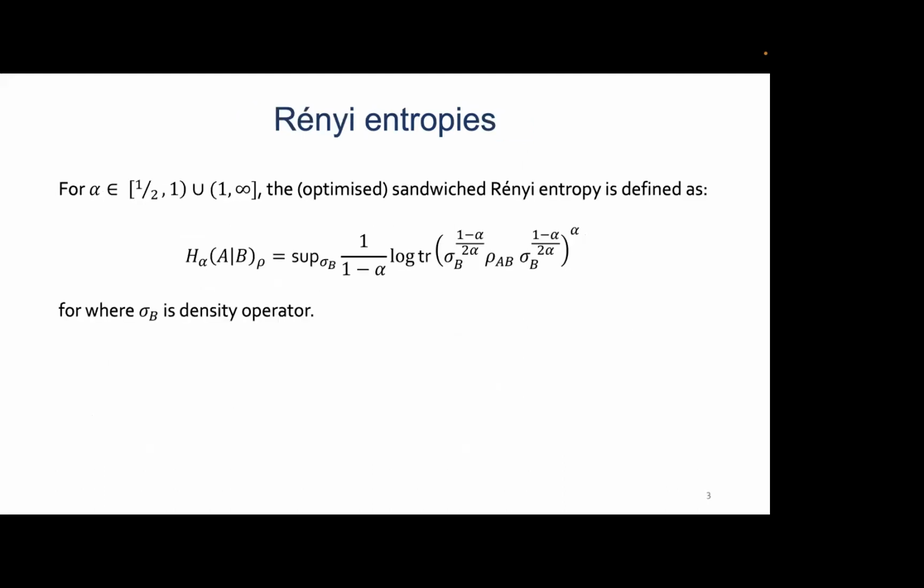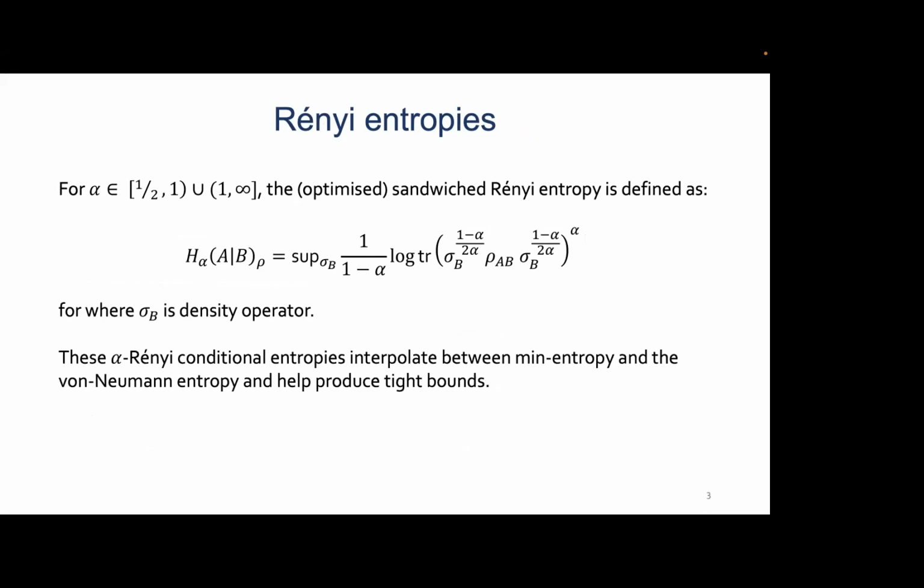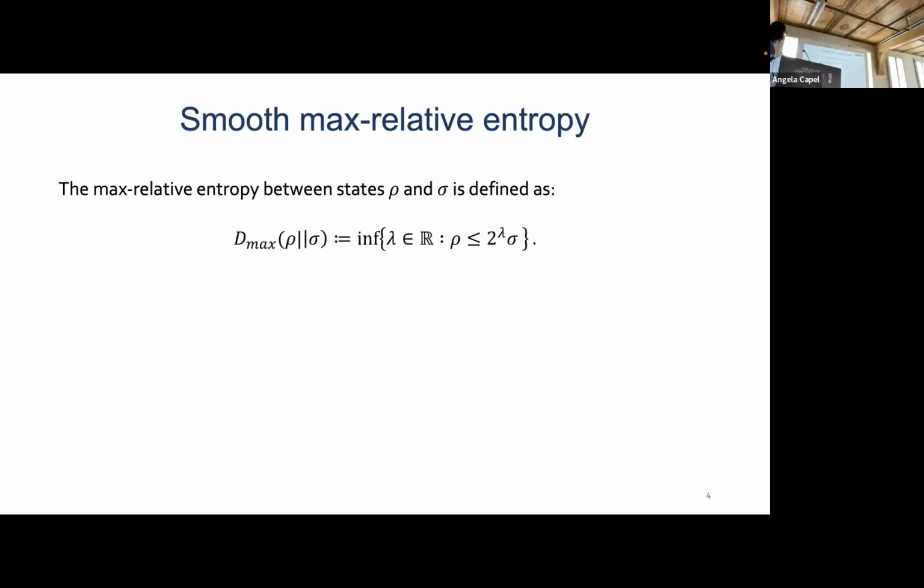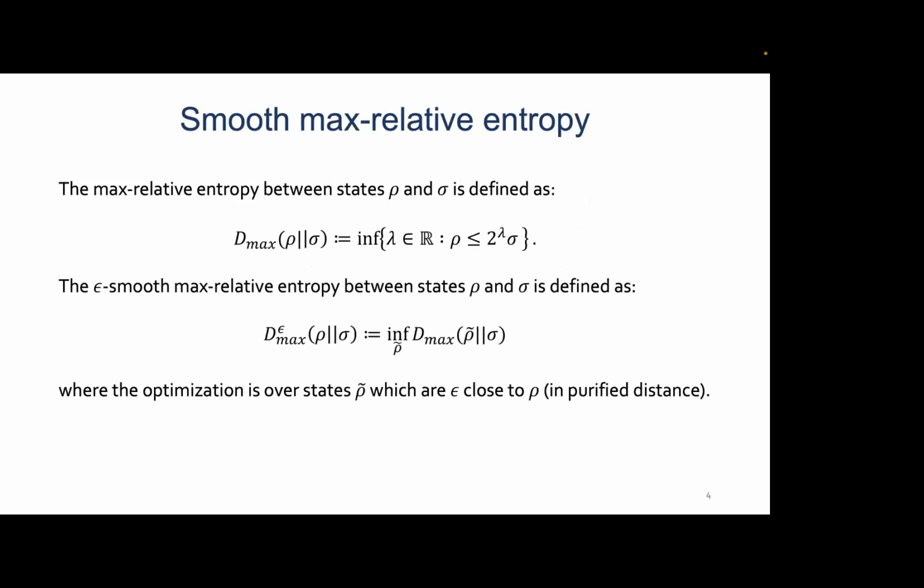We would also need the sandwiched Rényi conditional entropies, which are defined this way for the purpose of this talk. The exact definition is not really going to be important. The important fact is that these things interpolate between the min-entropy and the von Neumann entropy, and that helps in deriving tight bounds. We also need the max relative entropy, which is defined this way, and the smooth version of the same thing, which is just like the smooth min-entropy. It just takes the infimum this time over an epsilon ball around the first argument.